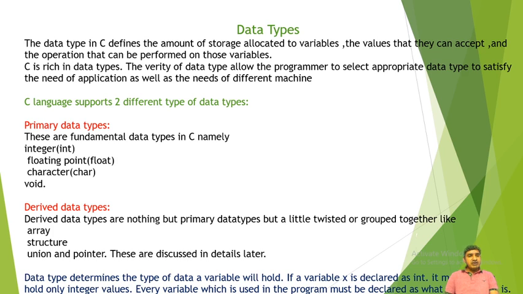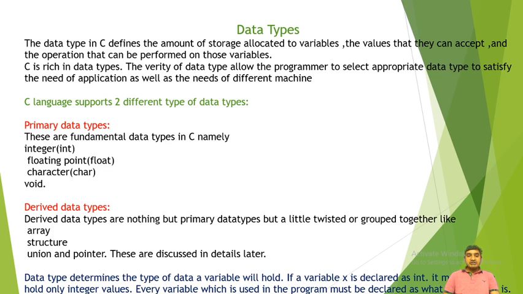Derived data types are nothing but the primary data types, a little twisted or grouped together, like array, structure, union and pointer. We will discuss all these things in a different chapter, that is array and pointer. The data type determines the type of data the variable will hold. If a variable x is declared as an integer, it means x can hold only an integer value.